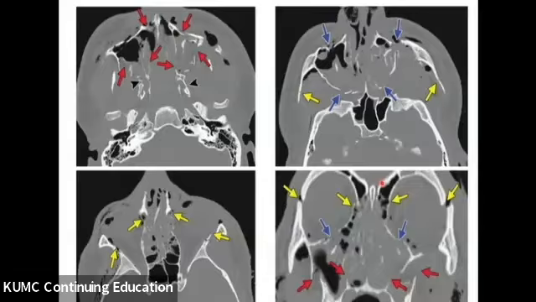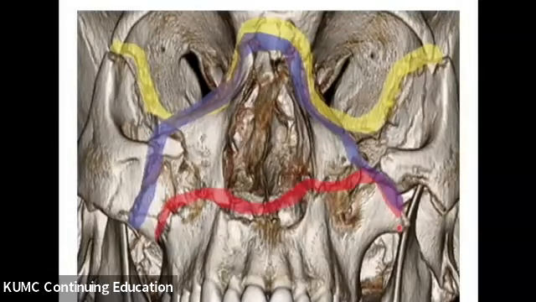So Lefort 2 is going to be blue here. Here's your maxillary sinus wall involvement. And then the thing that's going to define a Lefort 2 is the orbital floor or inferior orbital rim involvement. Blue is going to be your Lefort 2 on the 3D rendering.